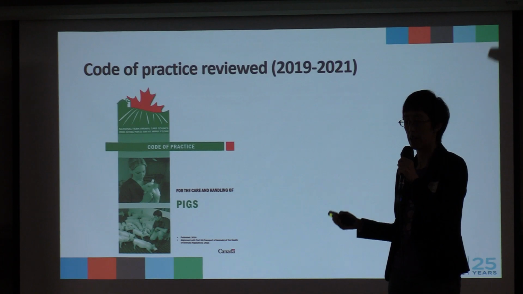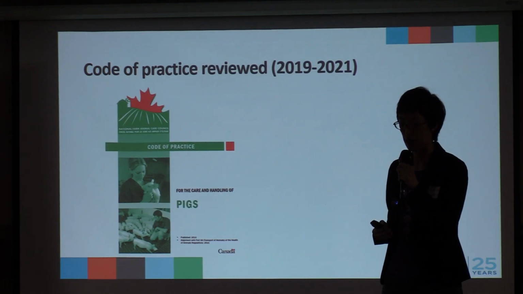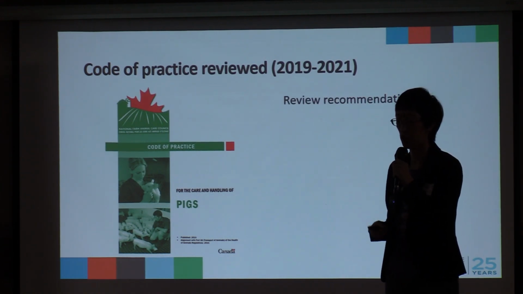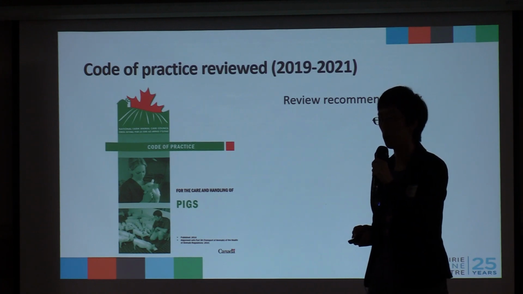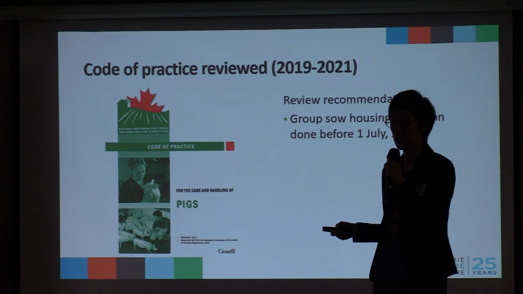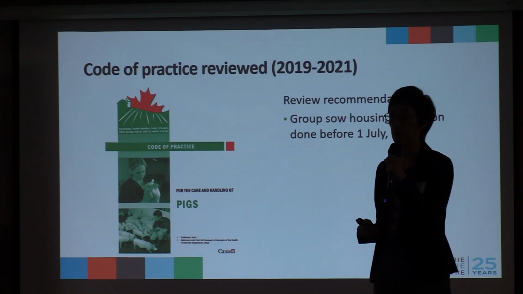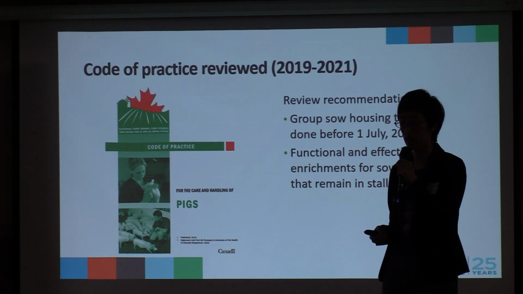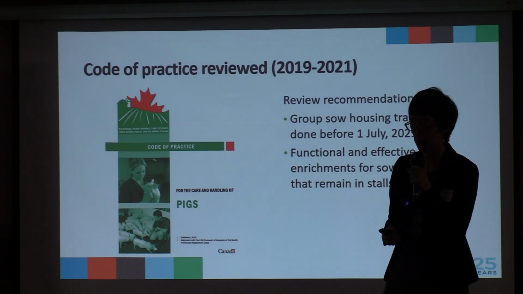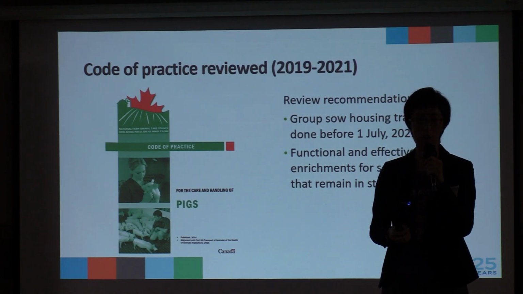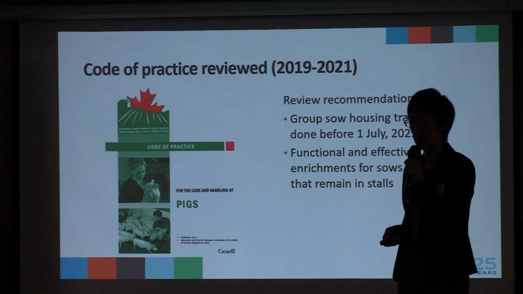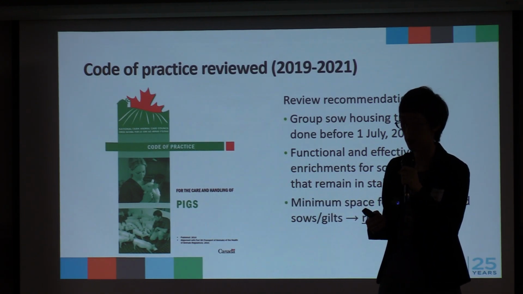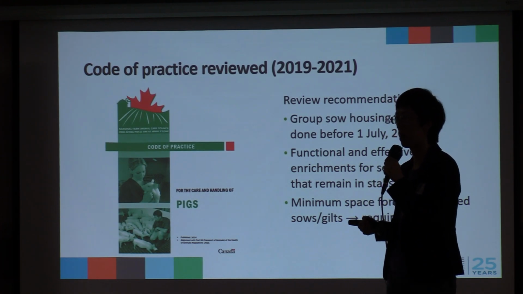I want to give a recap on the code of practice. We know that it has been reviewed in 2019 to 2021, and I'm just highlighting some of the recommendations coming out of the review panel. We now have a tentative new deadline for transitioning to group housing, hopefully July 2029. In the review, it is also recommended that the sows and gilts that remain in stalls should have some type of effective and functional enrichment. And the minimum space for group housing pens is recommended to be a requirement instead of a recommendation.